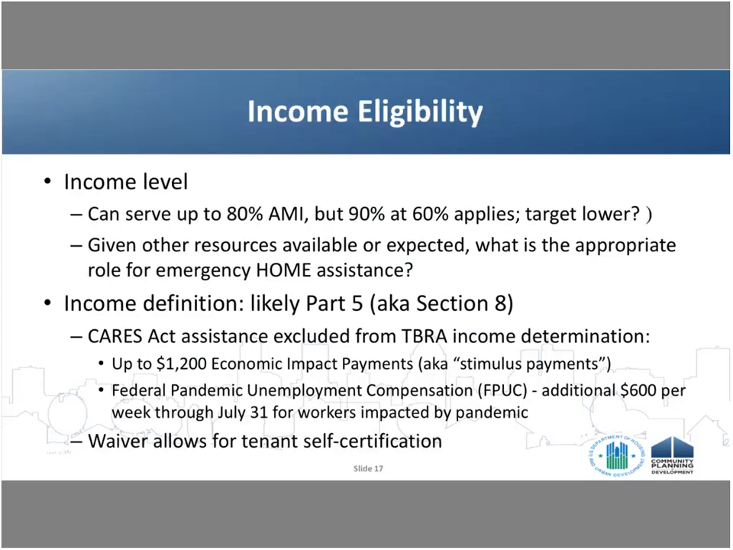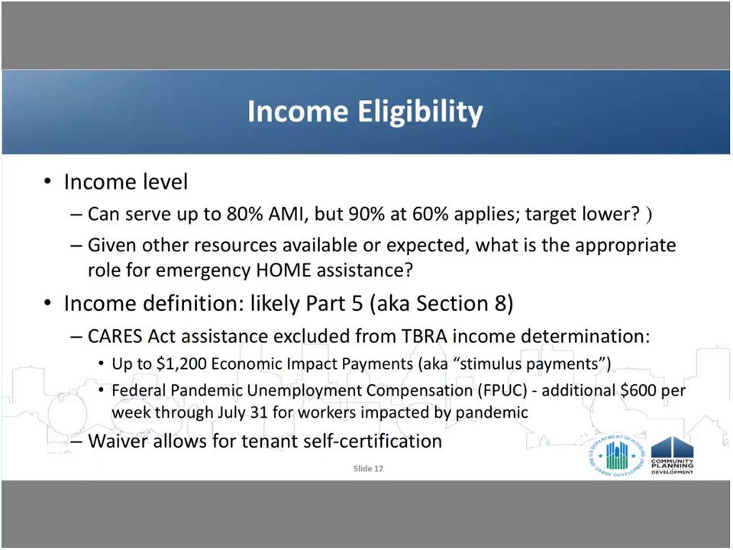In a second, Monty will talk more about the process for determining income eligibility that has been modified by the available waivers. But the thing I want to remind people in terms of income eligibility is there's no change in the fact that when it comes to HOME, every household we serve has to qualify as low income. That is, they are at or below 80% of the area median income, or AMI.